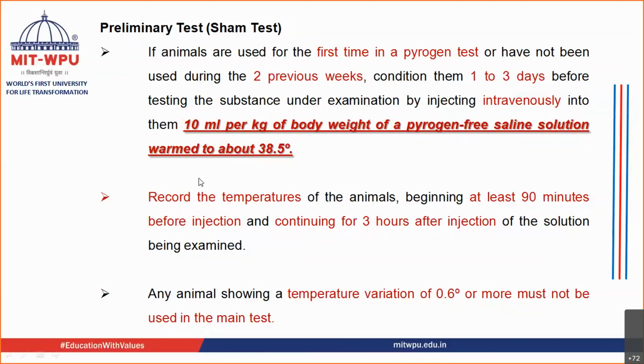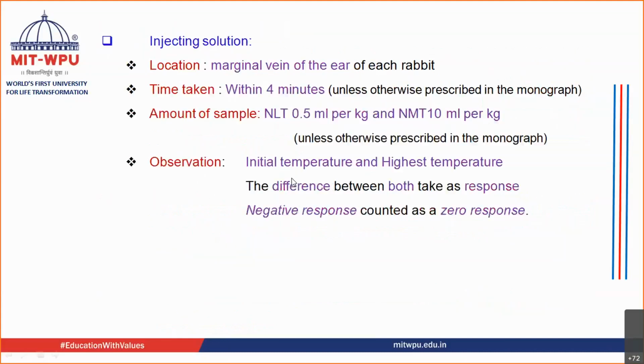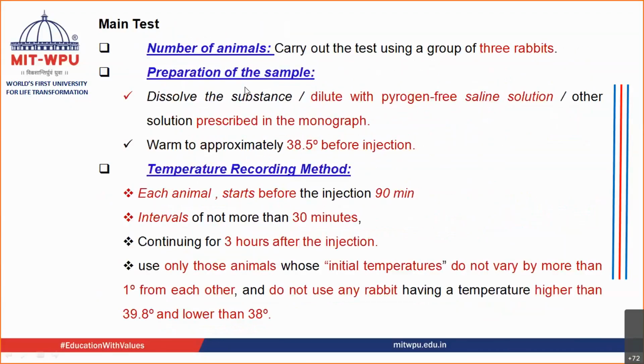Now you have tested the animals, and you have found they are healthy, they are good. You have already carried out the preliminary test on them by giving the saline solution, which did not contain any of your drug, which you know was pyrogen free, and then you have recorded the temperature also, and found that the animal's temperature is not increasing by 0.6 degrees Celsius. Such animals, three animals, you are going to take for the main test. Okay, so the number of animals that you are going to select is a group of three.